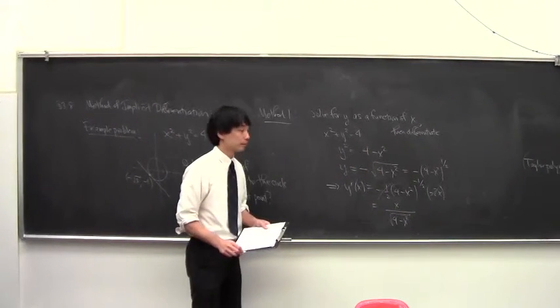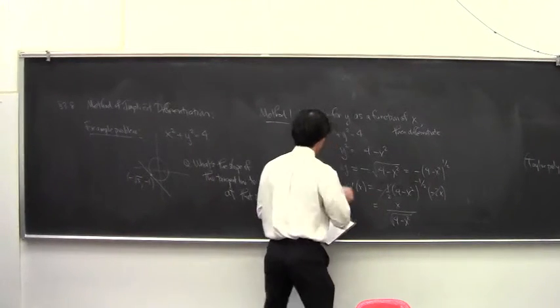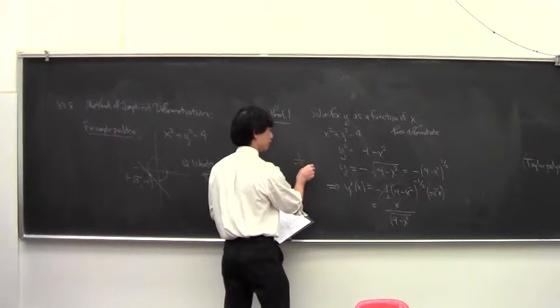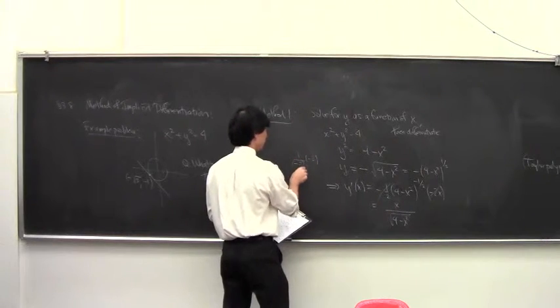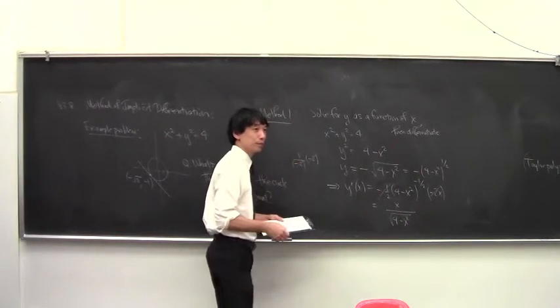Why did they cancel off? Because you have a 1 over negative 2, and you have a negative 2. So you've got negative 2 over 2. Okay.